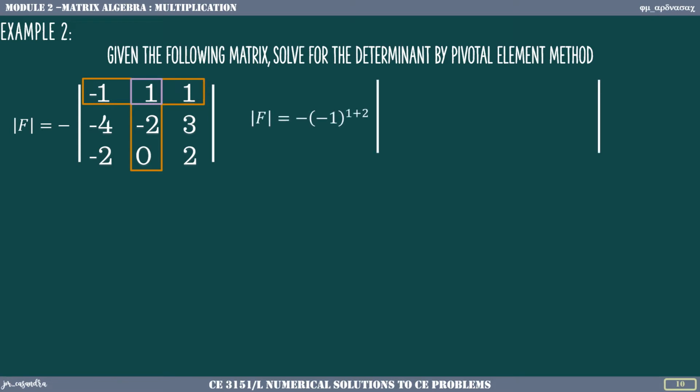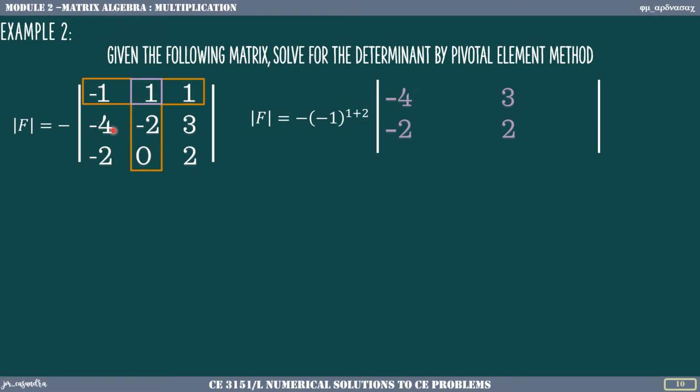So we'll now have a negative value. And then for the position of the second process, we have negative 1 raised to 1 plus 2. And then its minor matrix, we have negative 4, negative 2, 3, and 2. Again, we subtract the product of the element that is found on our eliminated row and column.